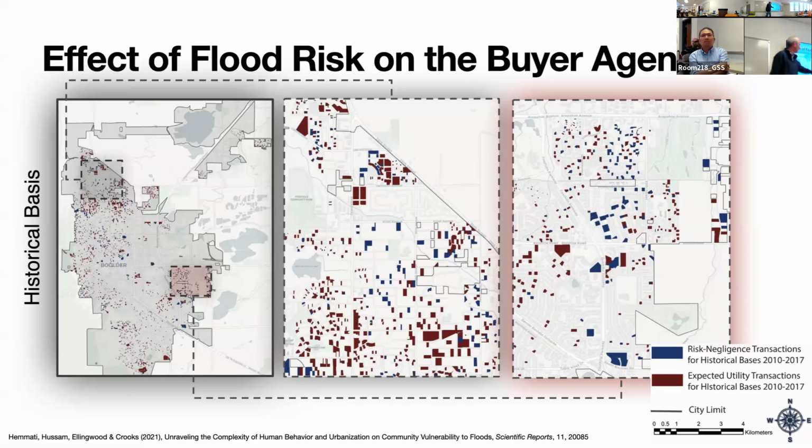And you can sort of see the buying habits of agents that are given risk preferences with respect to risk negligent transactions. So blue, they don't care about risk, while red, they do care about risk. And you see more risk negligent actions in the areas more prone to flooding.